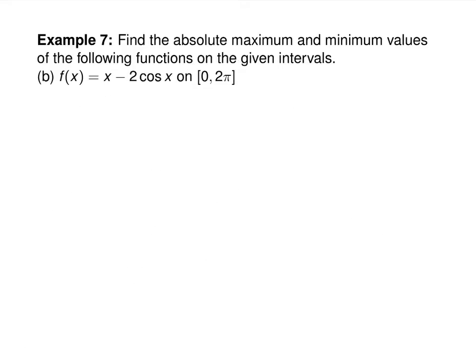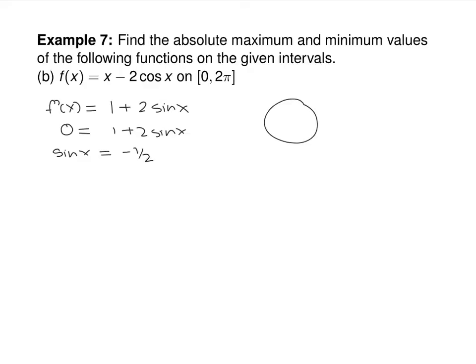Okay, so find the derivative. What is the derivative? It'd be 1 plus 2 sine of x. You have a double negative canceling out that negative, right? Set it equal to 0. 1 plus 2 sine x. We're looking for where sine x is -1/2. So that's quadrants 3 and 4, right?